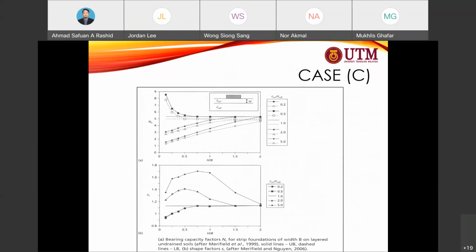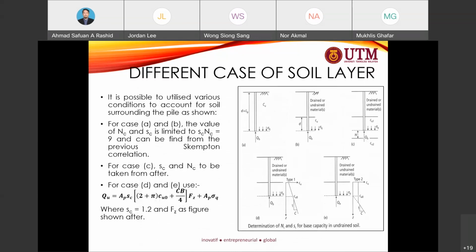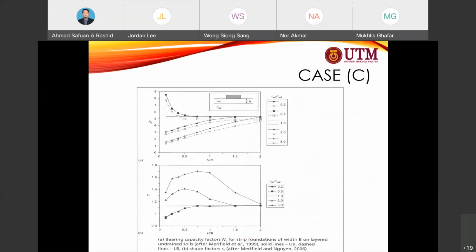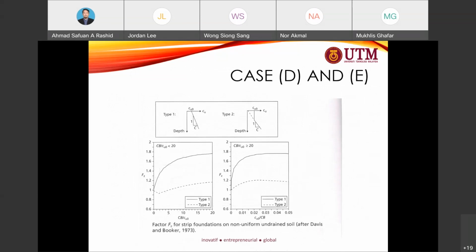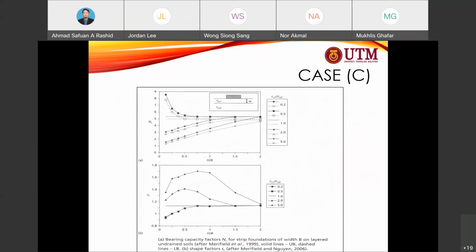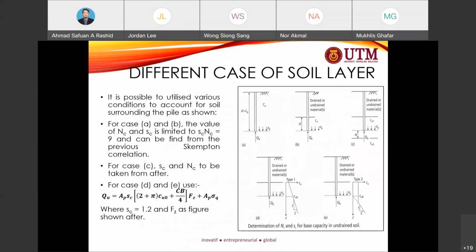Then this is the explanation on the CAKC, where the value will be a little bit different for the NC and SC. This is for case D and case E, to get the FZ in the equation.